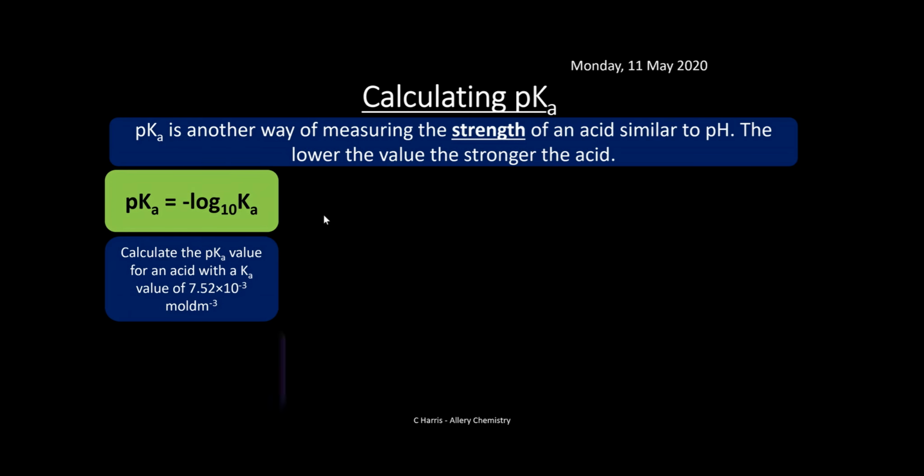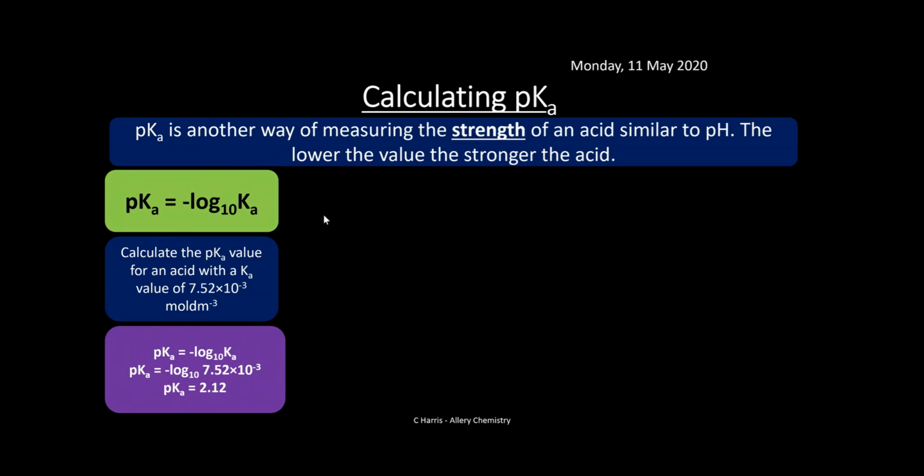Let's try and work this out. Very straightforward. pKa is the minus log of Ka. So in this case, Ka is 7.52 times 10 to the minus 3, as you can see there. And so therefore the pKa is 2.12.